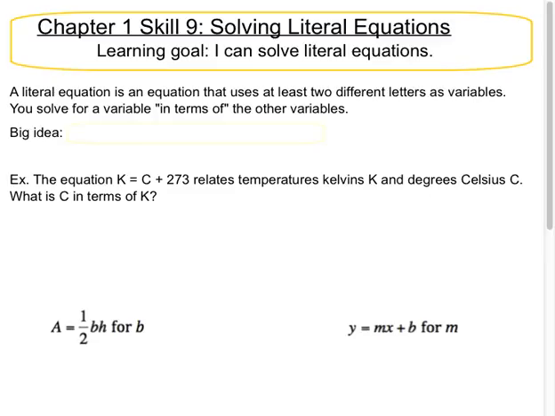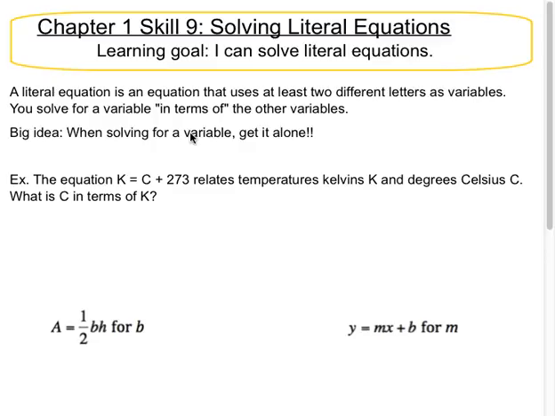So instead of solving for a number, when they say solve a literal equation, what they mean is rearrange it to get that particular variable by itself. So let's discuss what that means. The big idea of this lesson is that when solving for a variable, all it means is to get it alone, okay? You want to isolate that variable so it's by itself.